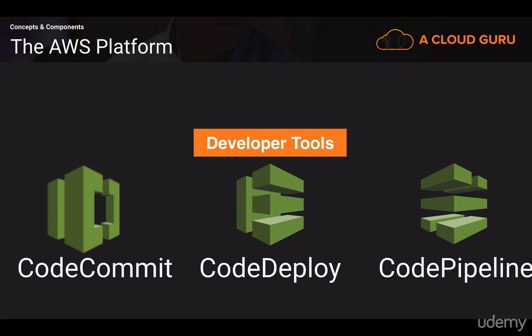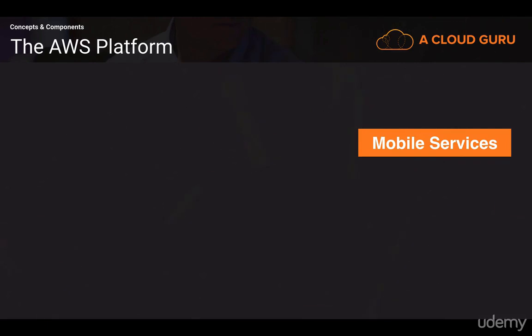And then CodePipeline is a continuous delivery service for fast and reliable application updates. CodePipeline builds, tests, and deploys your code every time there's a code change, based on the release process models that you define. Again, not in the exam, so not in this course.